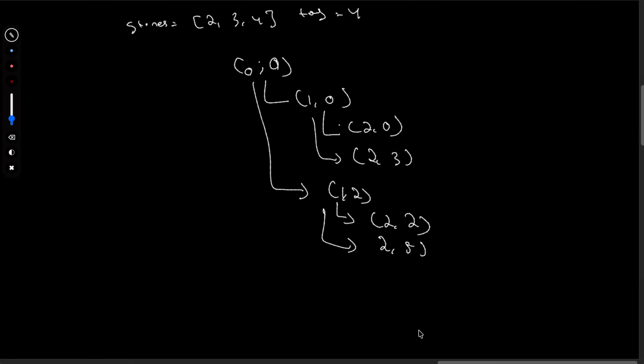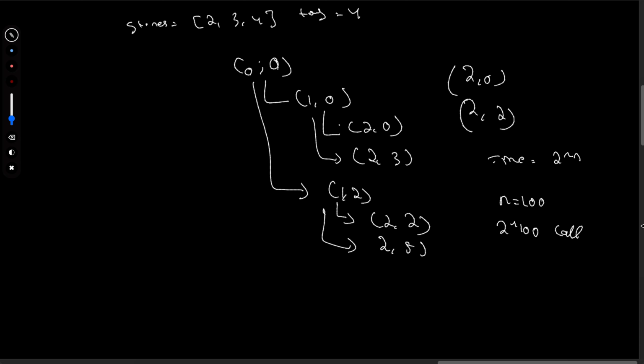So see, the same states come again and again, like 2, 0 and 2, 2. So the same calculation is done many times. The time complexity of this is 2 to the power n. If n is equal to 100, 2 to the power n is impossible. So recursion is too slow and gives TLE, with stack overflow risks. That is the reason we do not use pure recursion.